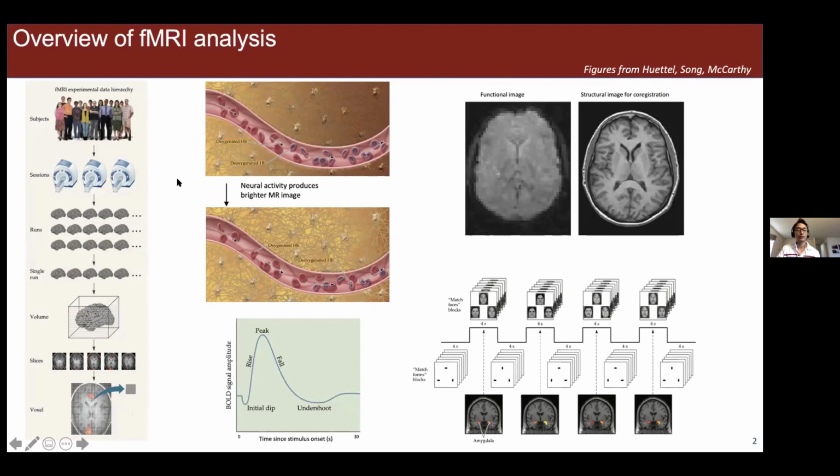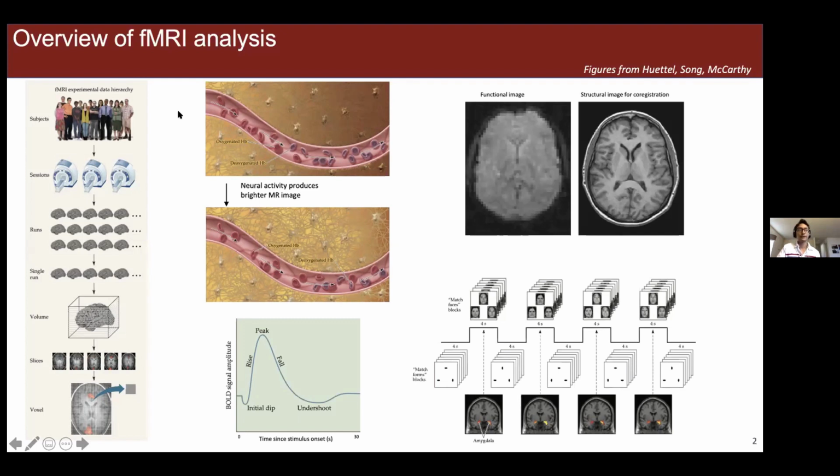The way fMRI works is, well, it doesn't actually measure anything absolute. What it measures is a relative change. When a particular region of the brain is undergoing some neural activity, it has increased metabolic demand, and the body compensates by sending more oxygenated blood into that part of the brain. Now, oxygenated blood has different magnetic properties from deoxygenated blood, and MRI captures this signal loss due to the change in magnetic properties.